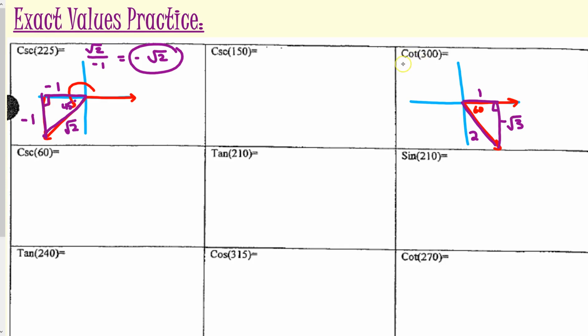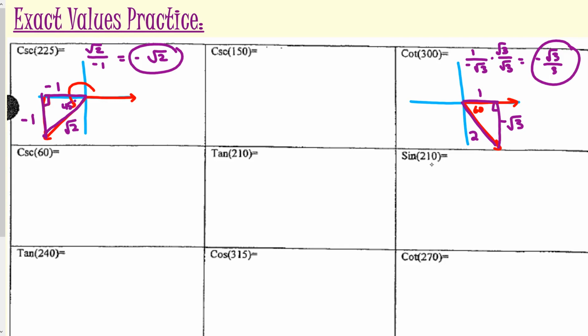Now for cotangent. Cotangent is the reciprocal of tangent, so instead of opposite over adjacent, it's going to be adjacent over opposite. So 1 over negative square root 3. Rationalize that by multiplying the top and bottom by square root 3, and the answer is negative square root 3 over 3. Now remember, these problems could be given to you in degree measures like these, or they could be given to you in radian measures and you convert to degrees and then you figure it out.